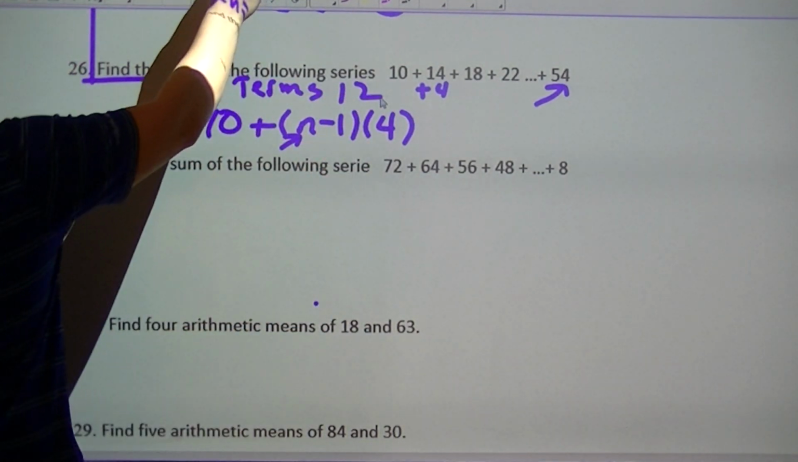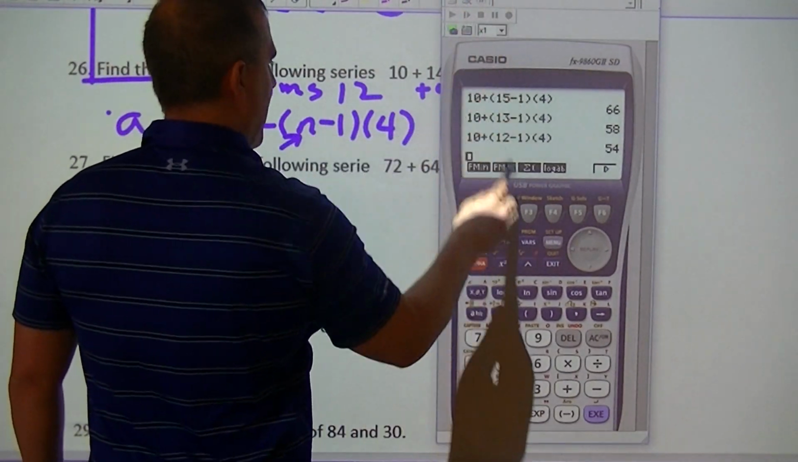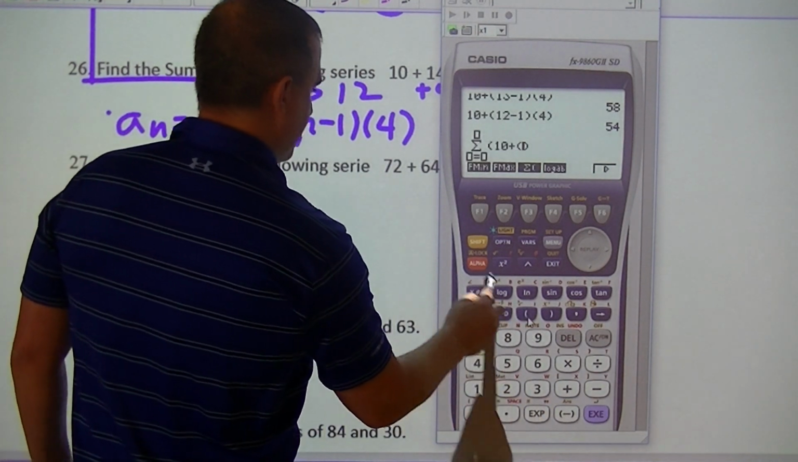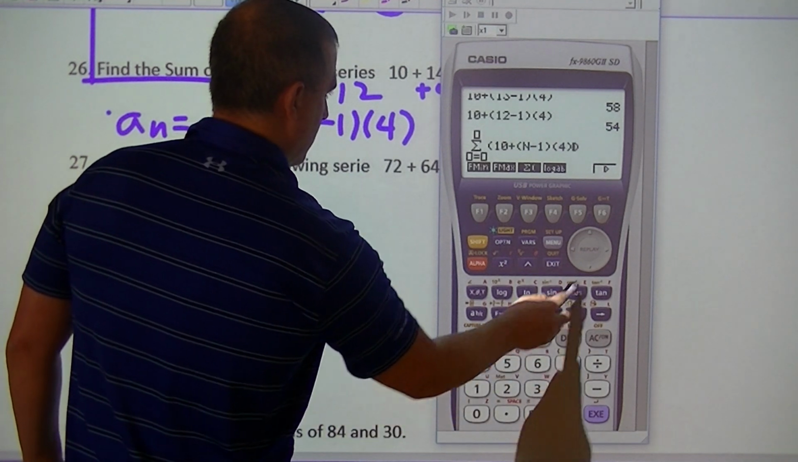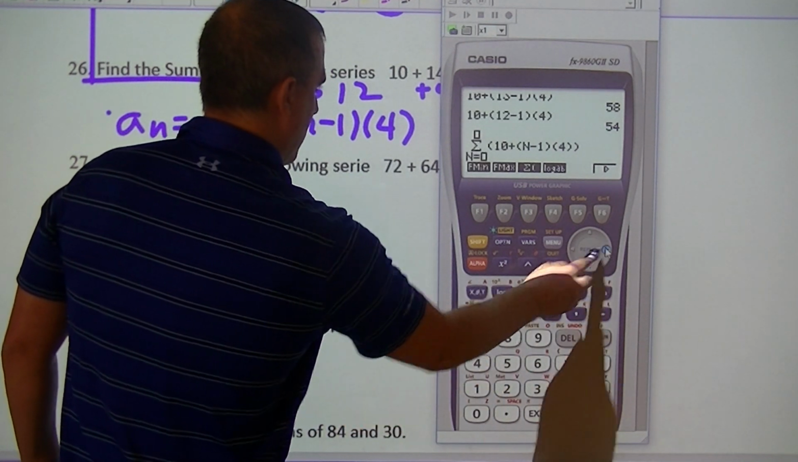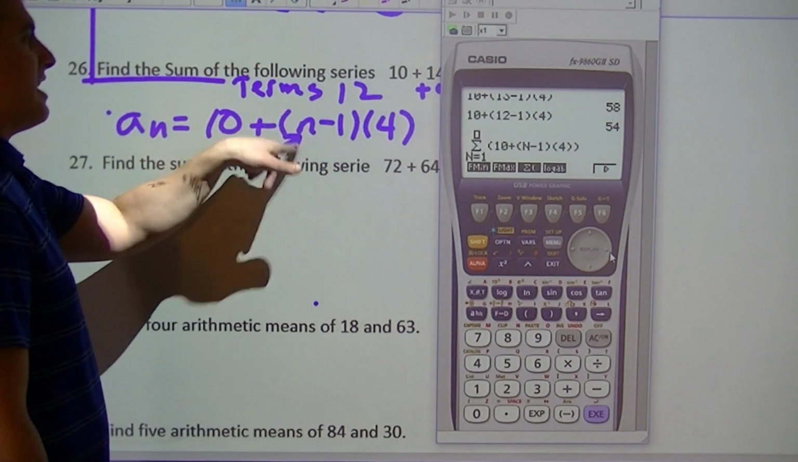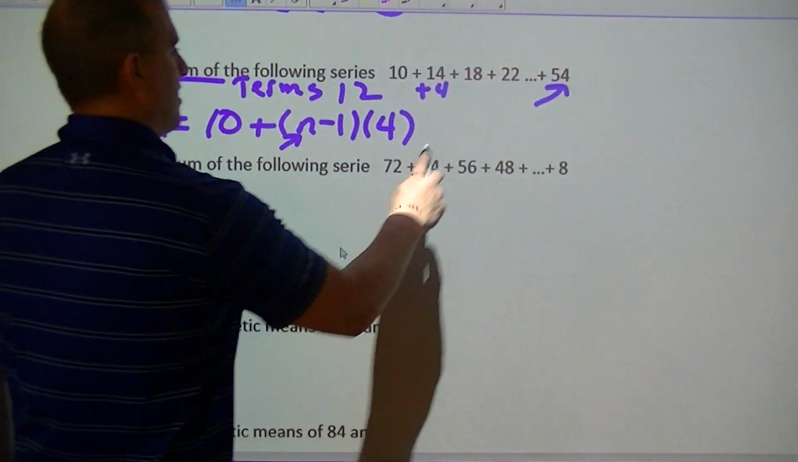So when I go into the sigma thing now, I would put the formula as 10 plus, parentheses, alpha n minus 1, and then the 4. Still n, 1 down here. And that number that I finally figured out, that I got when I guessed, goes right there. It's 12. So it's 384.